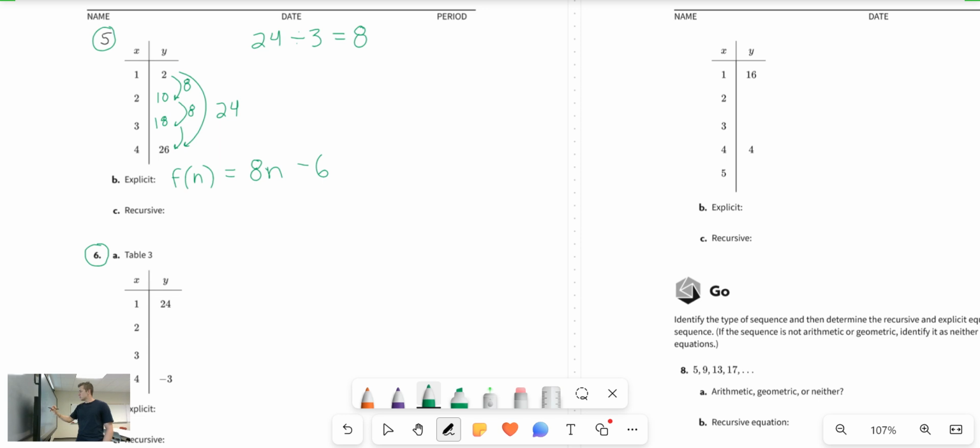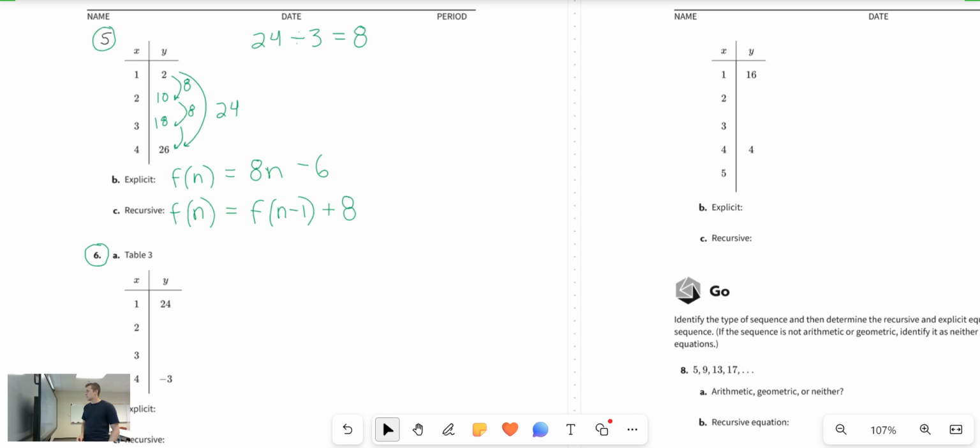All right, and then recursive, f of n. Our current step equals the previous step, f of n minus 1, plus, what are we doing each time? We are adding 8. Plus 8, there we go. So that is our recursive for number 5.